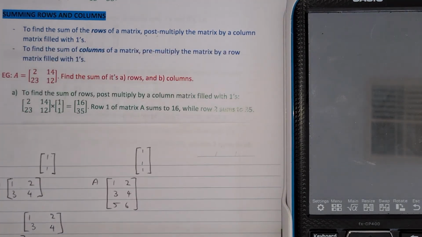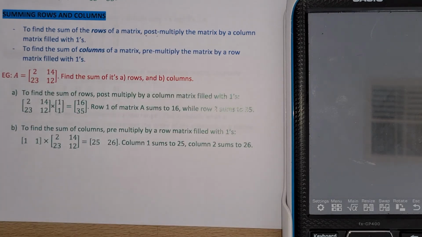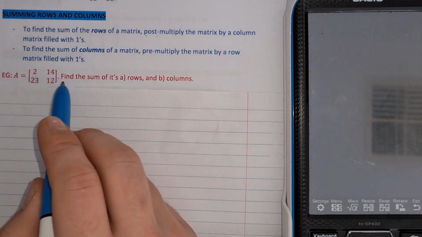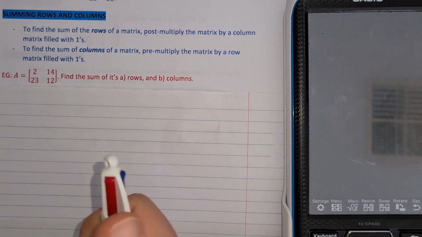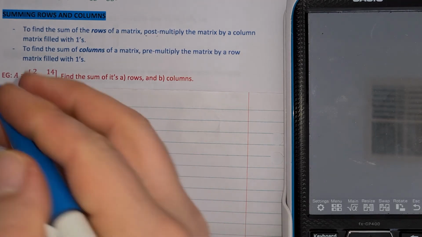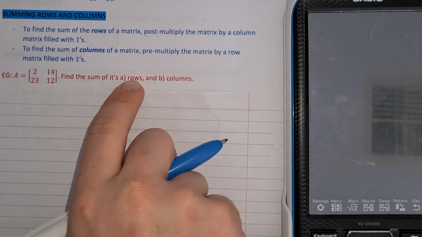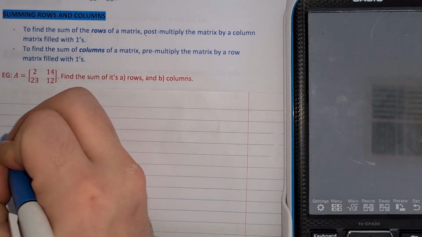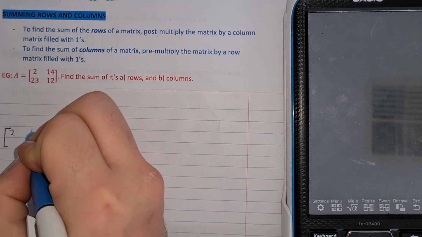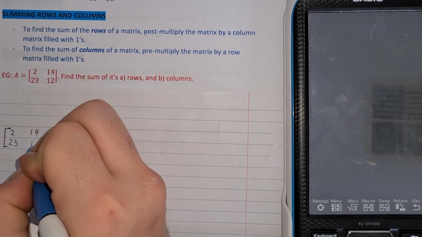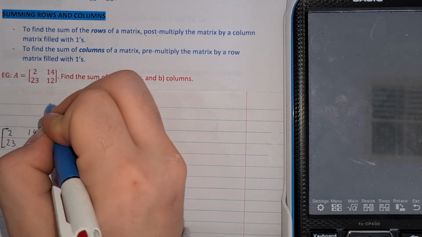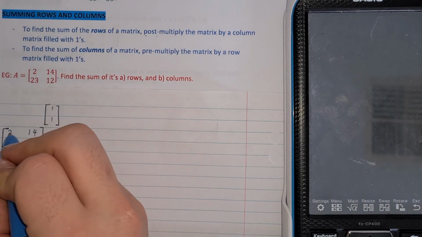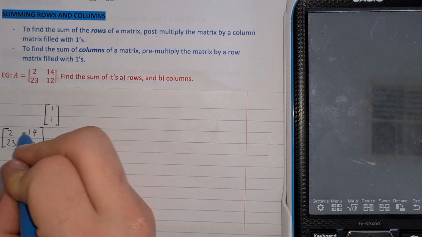Now we'll look at an example as to how this works. We've got this matrix A and we want to find the sum of its rows and its columns. If we're finding the sum of its rows, what we need to do is post multiply by a column matrix filled with ones. So let's do that. Let's write out A, and we're going to post multiply by a column matrix filled with ones. We've got 2 ones because that matches up with the number of elements in the row, 2 columns.